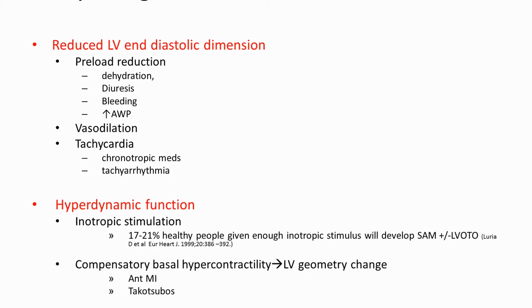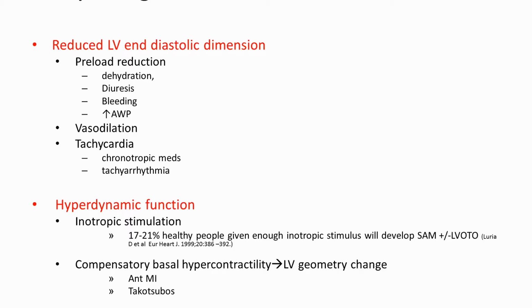So the physiological substrate you're all well aware of. Any conditions that reduce the end diastolic dimension of the ventricle, so preload reduction, usual stuff, diuresis, bleeding, dehydration, increased airway pressure, too much PEEP, all of that stuff. Afterload reduction with vasodilation in the systemic inflammatory response of any cause, nitrates, and then tachycardia, either consequent upon the use of chronotropic medication or tachyarrhythmias.